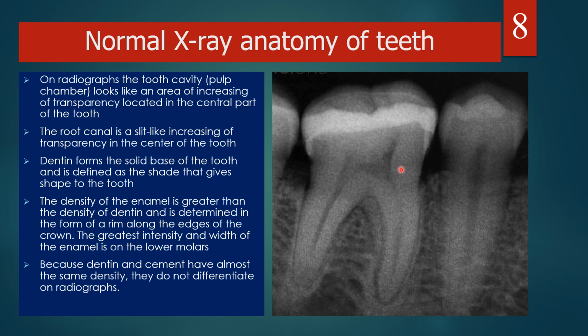Dentin forms the solid base of the tooth and is defined as a shade that gives shape to the tooth. The density of enamel is greater than the density of dentin and is determined in the form of a rim along the edges of the crown. The greatest intensity and width of the enamel is on the lower molars. Because dentin and cement have almost the same density, they are not differentiated on radiographs.